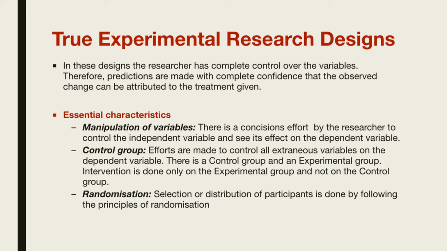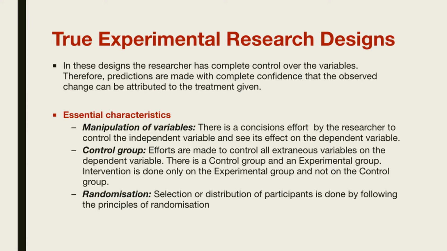There are three essential characteristics of a true experimental design. One, there is manipulation of variables. Two, there is a control group and an experimental group. And third, there is a rigorous process of randomization. Let's talk about this in detail. There is manipulation of variables, which means there is a conscious effort by the researcher to control the independent variable and see its effect on the dependent variable. There will be two groups in the true experimental research design, a control group and an experimental group.